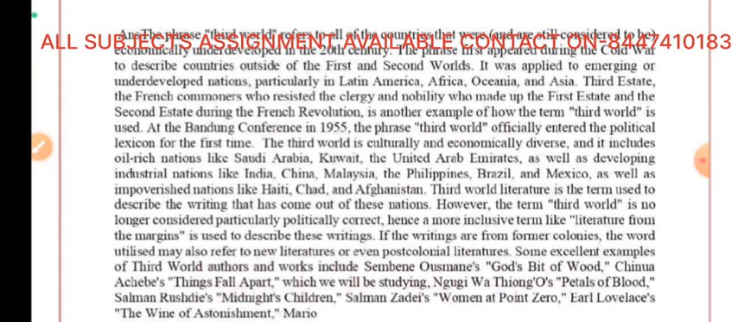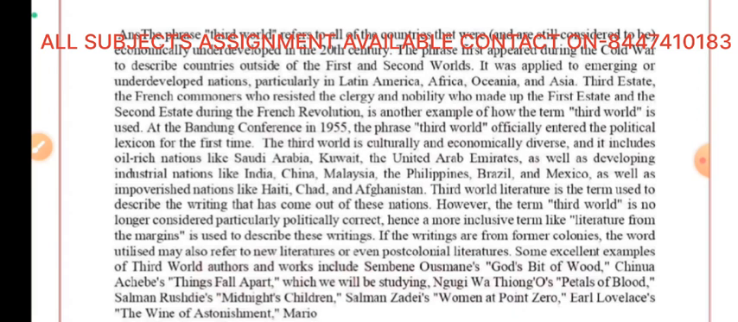Saudi Arabia, Kuwait, the United Arab Emirates, as well as developing industrial nations like India, China, Malaysia, Philippines, Brazil, Mexico, as well as impoverished nations like Haiti, Chad, Afghanistan.